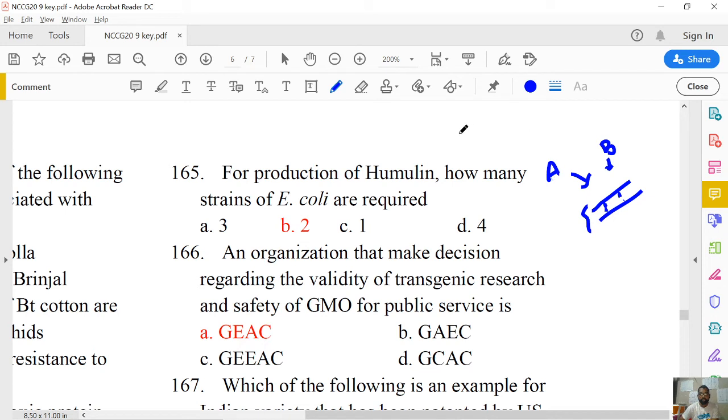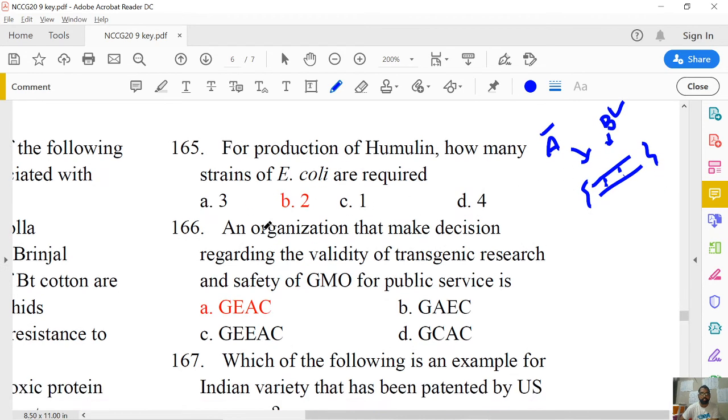We don't produce the complete insulin, including the C chain, because the bacteria cannot remove this C chain by post-translational modifications. Therefore, we just perform this particular technique: the A chain is separately synthesized, the B chain is separately synthesized, and they are joined by disulfide bonds. So both are produced from two different strains.